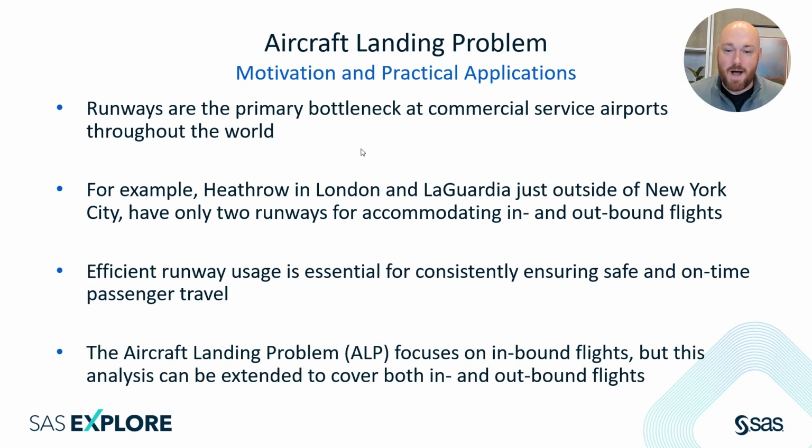One of the biggest bottlenecks at commercial service airports is the number of runways available for takeoffs and landings. For example, Heathrow in London, one of the busiest airports in the entire world, only has 2 runways. Same thing for LaGuardia, just outside of New York City. One of the largest airports in the United States, if not the world, in terms of overall traffic in and out of that airport, and they only have 2 runways. So you can imagine using those runways inefficiently only results in a cascading of problems in terms of delays, cancellations, and so on and so forth.